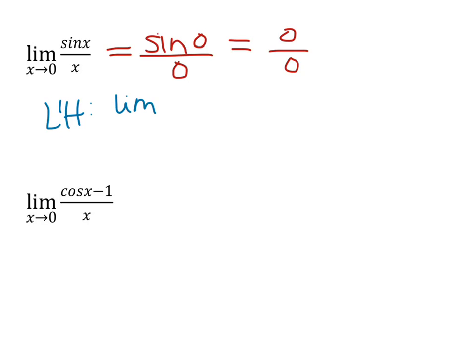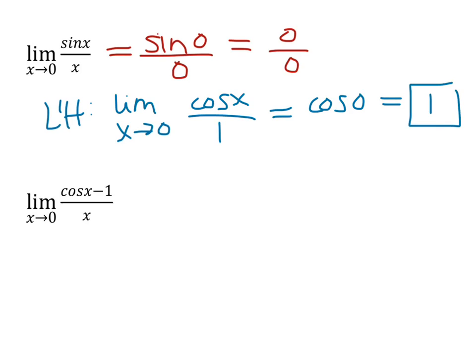With L'Hopital's rule, we would take the limit as x approaches 0, find the derivative of the numerator. The derivative of sine x is cosine x, divided by the derivative of x, which is equal to 1. This allows us to reevaluate by plugging in x is 0. Cosine of 0 is equal to 1. So this limit is approaching 1. L'Hopital's rule was the algebraic technique which allowed us to find it. We don't have any other algebraic technique to be able to do so.